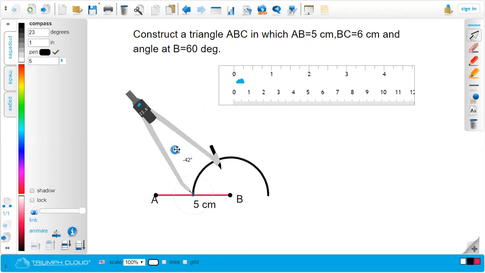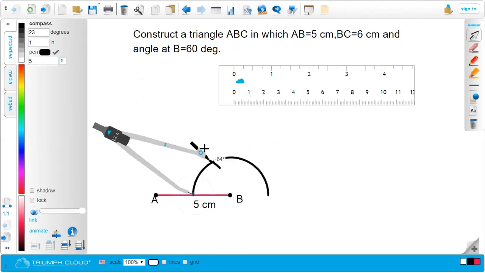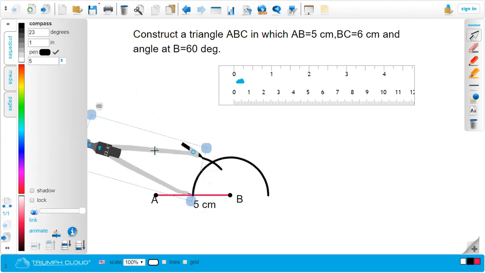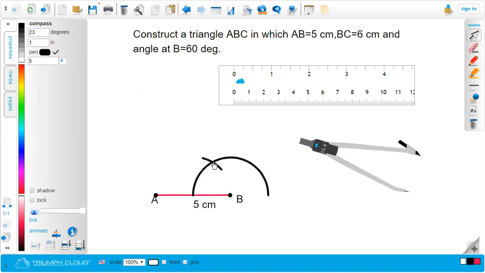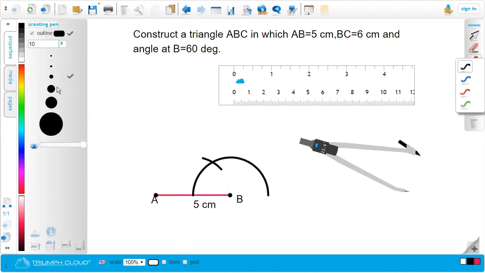Okay, and let's cut this arc like this. Here is a point of the intersection between these two arcs. Let's mark this point of the intersection. This point represents the point of the intersection between these two arcs, and if we join this point to the point B, then an angle of 60 degrees will be formed.